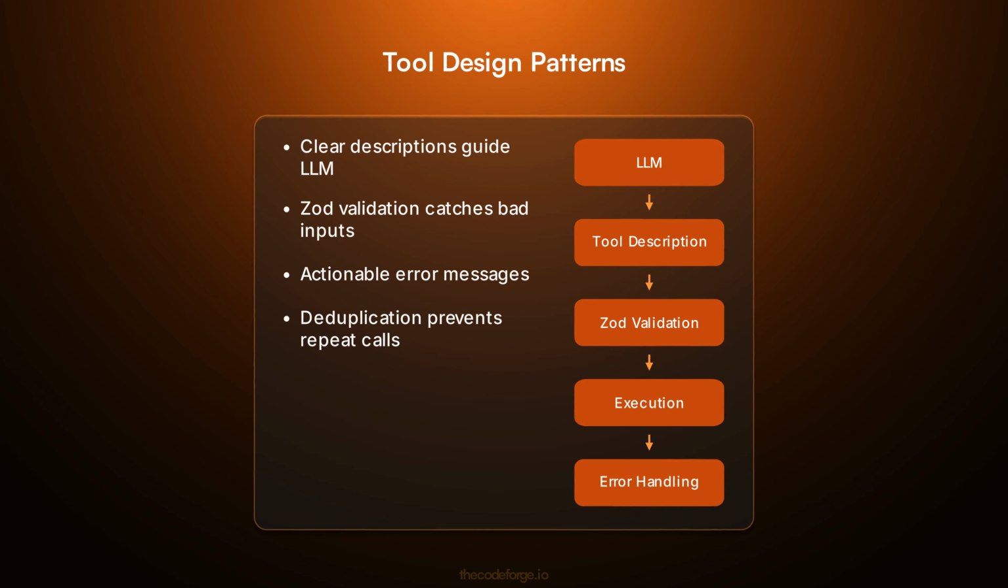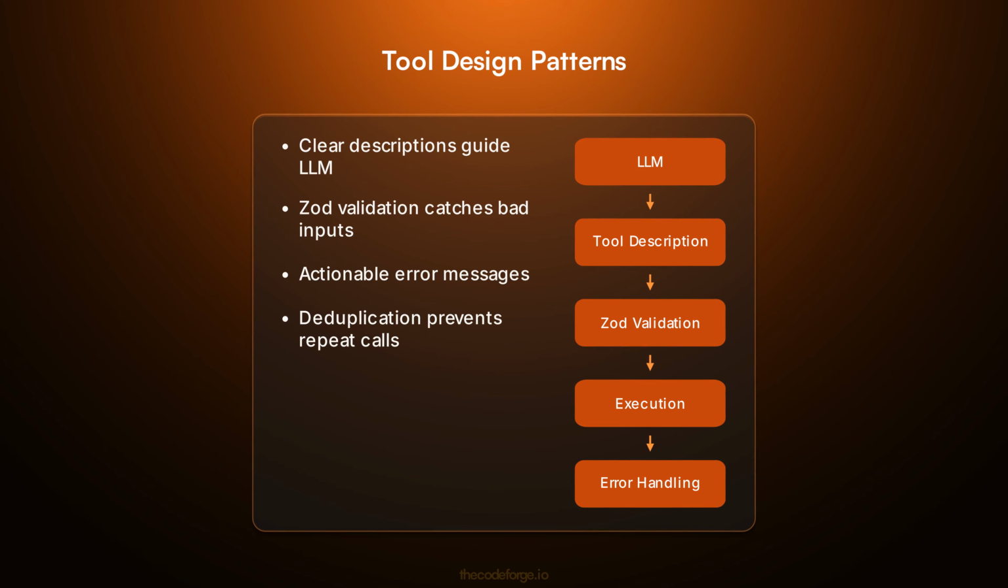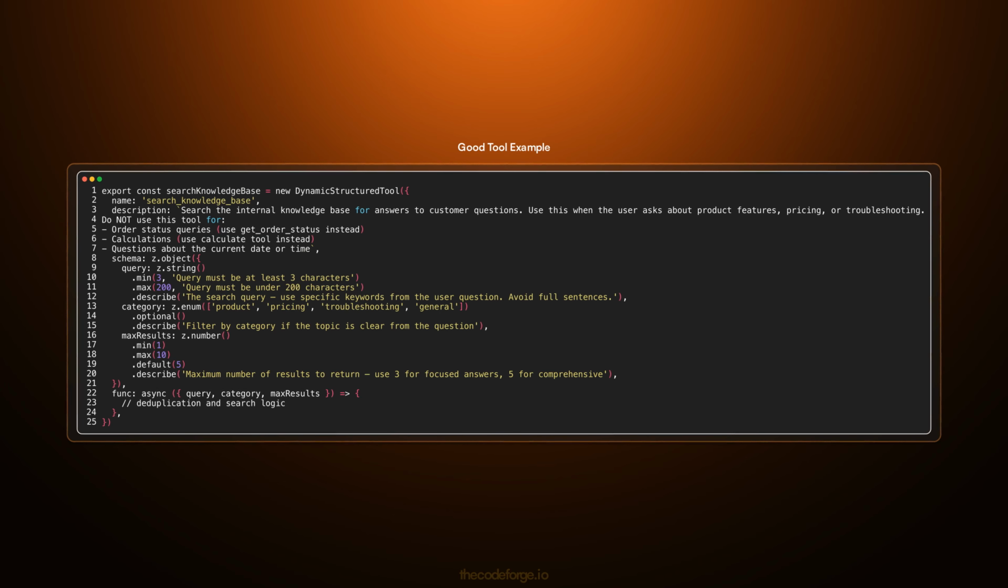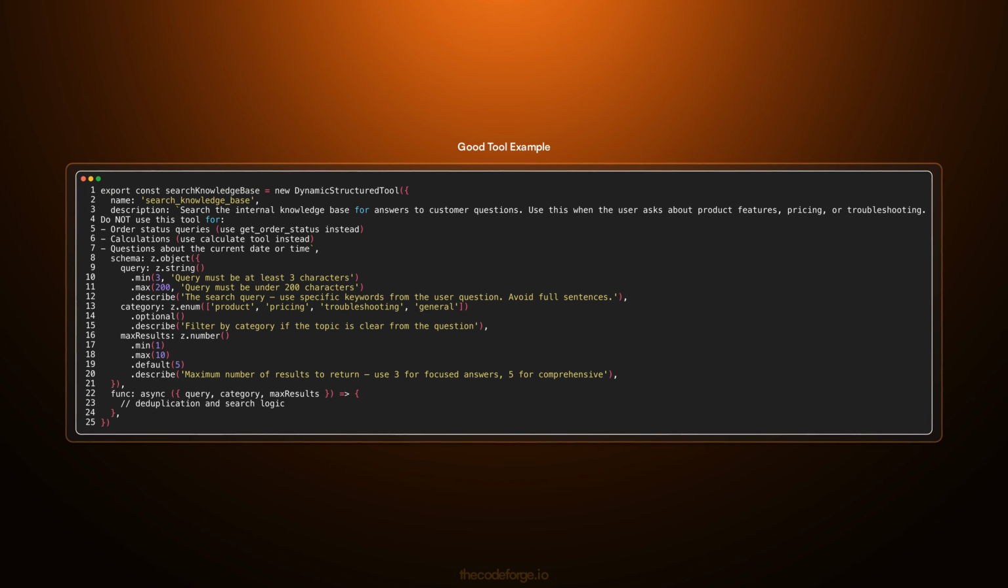Tools are the agent's capabilities. Each tool needs a clear description so the LLM knows when to use it, Zod validation to catch hallucinated inputs, and actionable error messages so the agent can recover. A well-designed tool includes a detailed description that tells the LLM when not to use it, Zod validation with min, max constraints and descriptions for each field, and deduplication logic to prevent repeated calls.